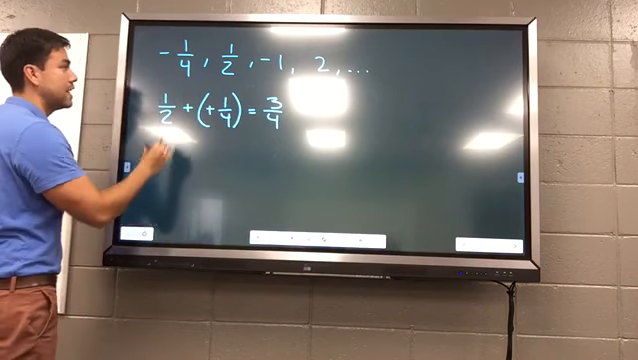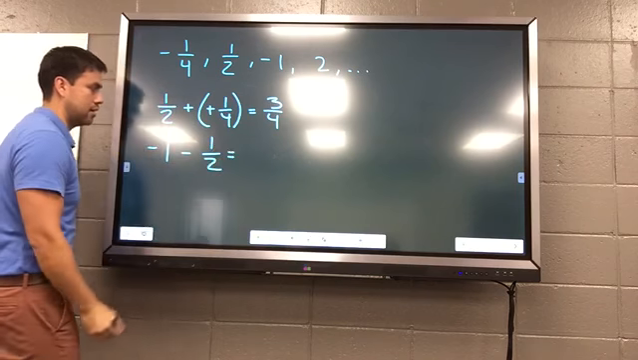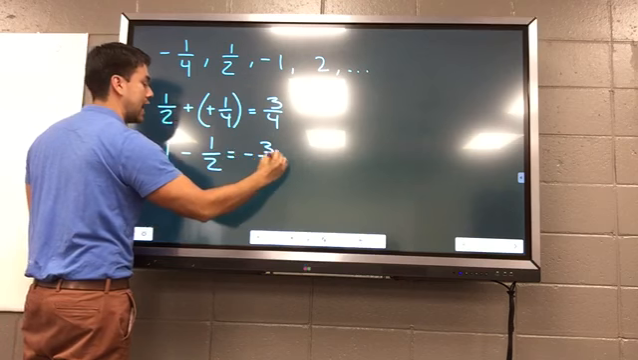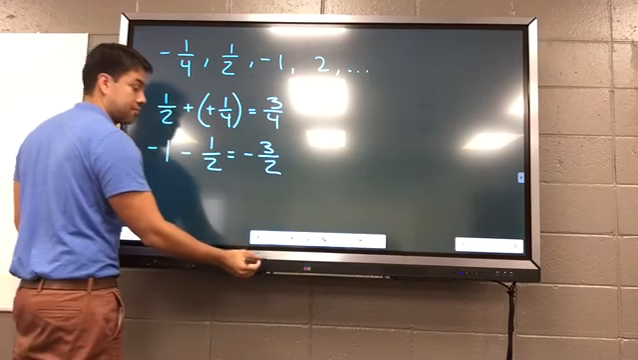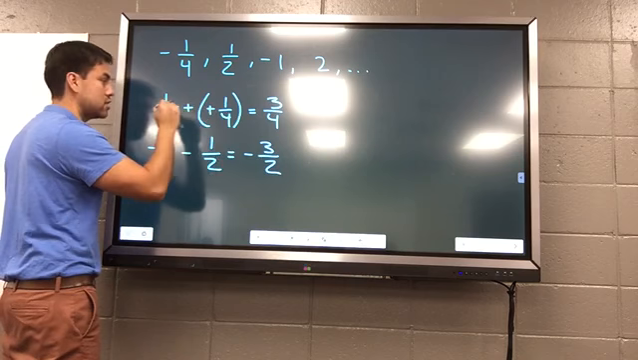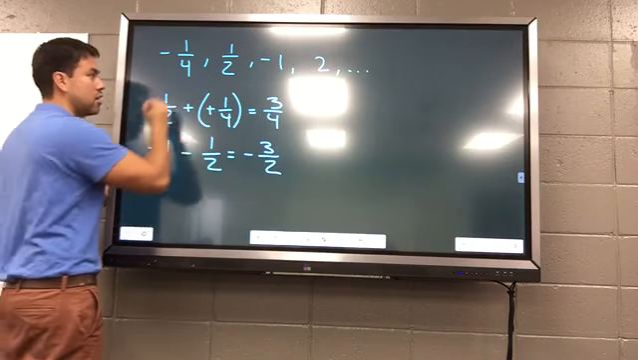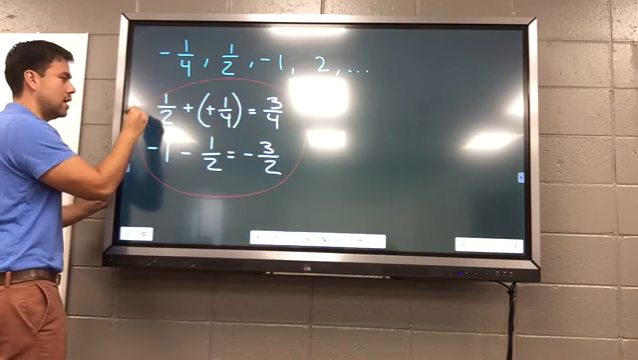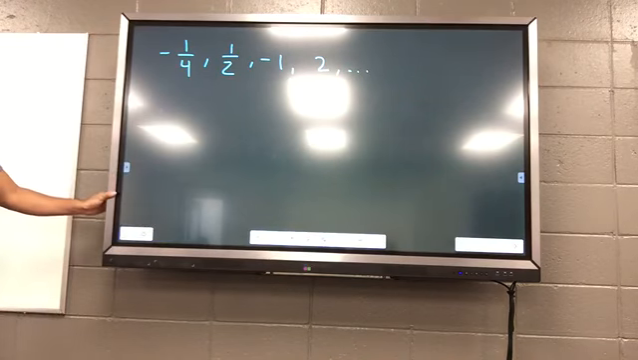Then I have to do -1 minus 1/2. What does that give me? -3/2. Do I have a common difference? No. Is it -1/4 for the first one? Yeah. It's 1/2 minus -1/4, which change opposite gets me that. That makes it, for me, easier to see. No common difference, not arithmetic. But does that mean it's not a sequence? No, it just means it's not arithmetic.